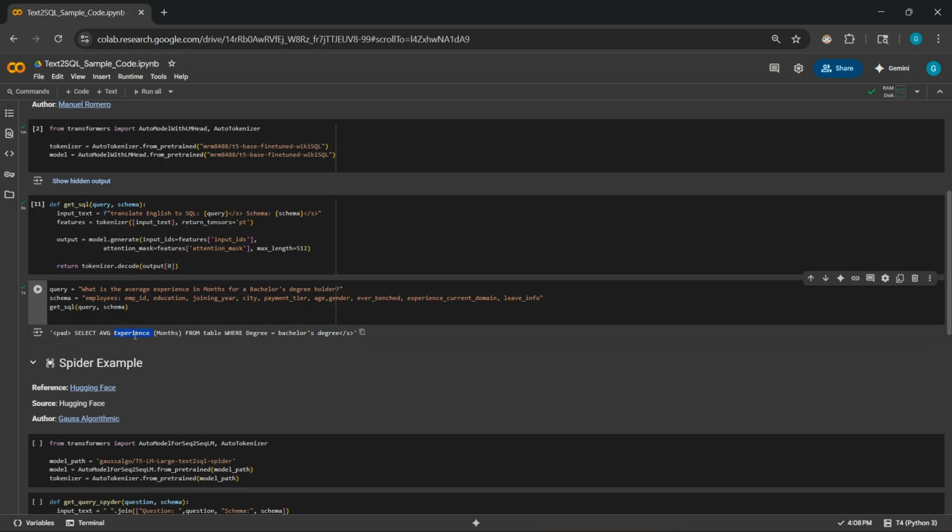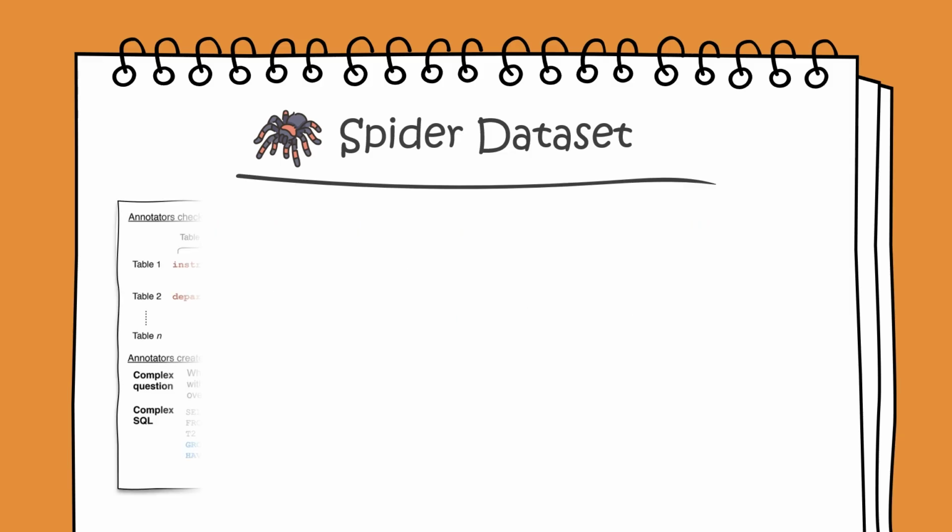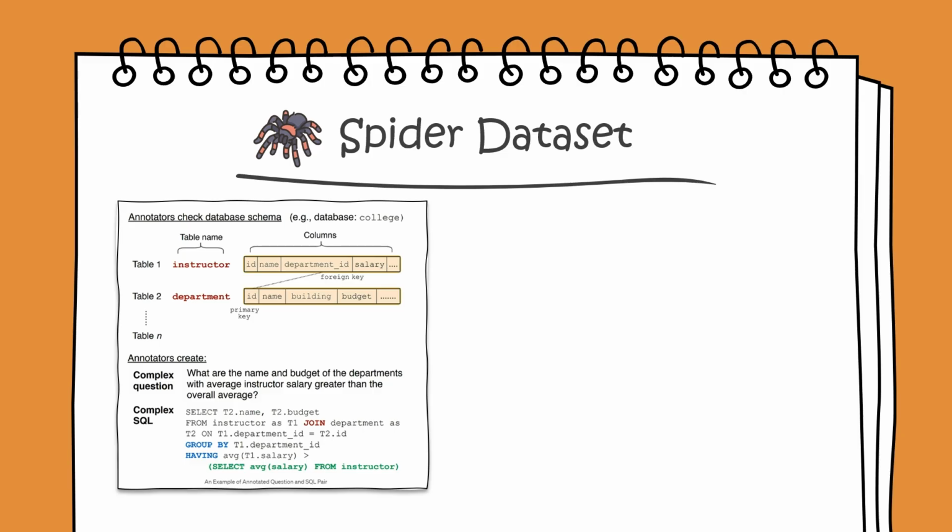What if we use a model that is trained on a better dataset? Spider is a large-scale human-labeled dataset for complex and cross-domain semantic parsing. It was written and reviewed by 11 computer science students who went to Yale. The authors spent a significant amount of man hours collecting pairs of natural language questions and corresponding SQL queries. Queries consisted of complex questions, which required complex SQL syntax.